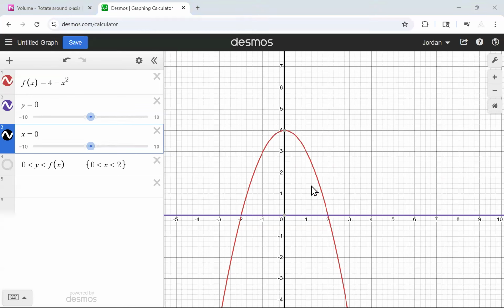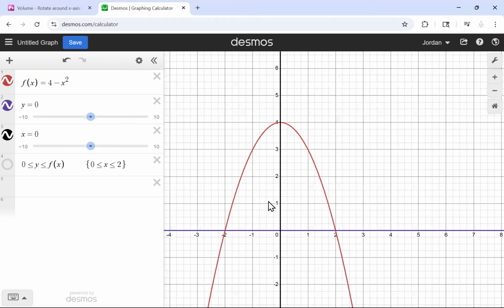So what I've graphed is y equals 4 minus x squared, or f of x equals 4 minus x squared. That's the parabola pointing down. And then y equals 0 is the x-axis. That's this purple line. X equals 0 is the y-axis. That's this vertical line.